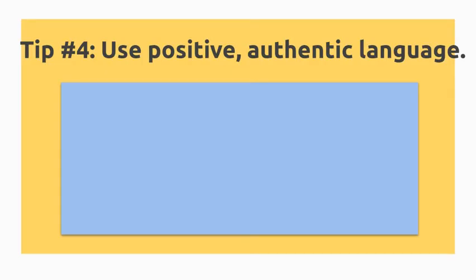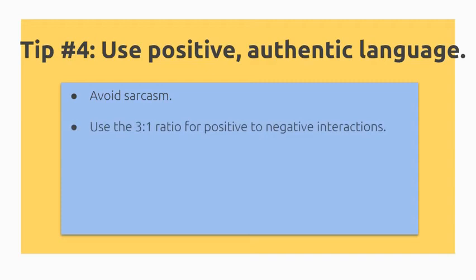Tip number 4, use positive, authentic language. In a digital setting, meaning can easily be misinterpreted. For this reason, it is important to avoid sarcasm at all costs, even if you believe a student will get it. For every negative interaction, it takes 3 positive interactions to affirm a positive relationship. Consider this ratio as you interact with your students.